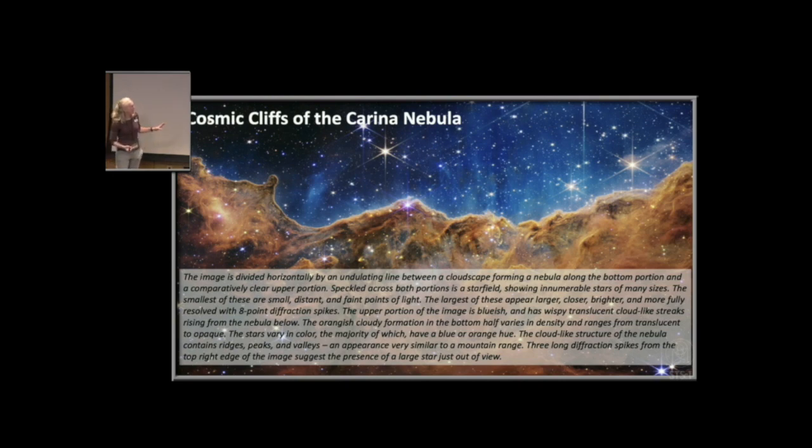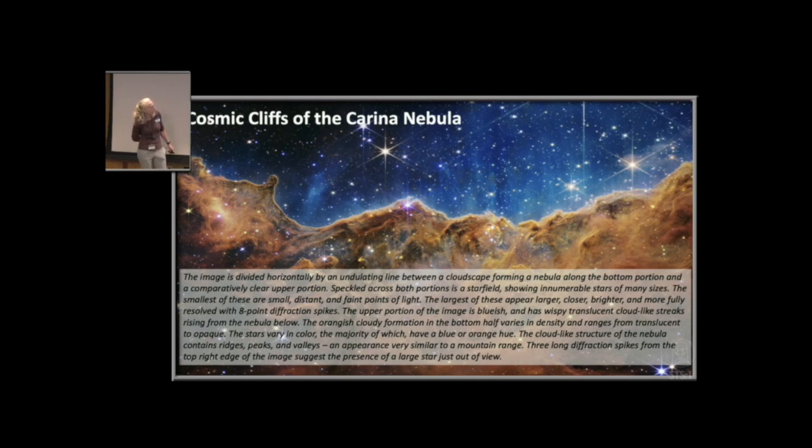The image is divided horizontally by an undulating line between a cloudscape forming a nebula along the bottom portion, and a comparatively clear upper portion. Speckled across both portions is a star field showing innumerable stars of many sizes. The smallest of these are small, distant, and faint points of light. The largest appear larger, closer, brighter, and more fully resolved with 8-point diffraction spikes.